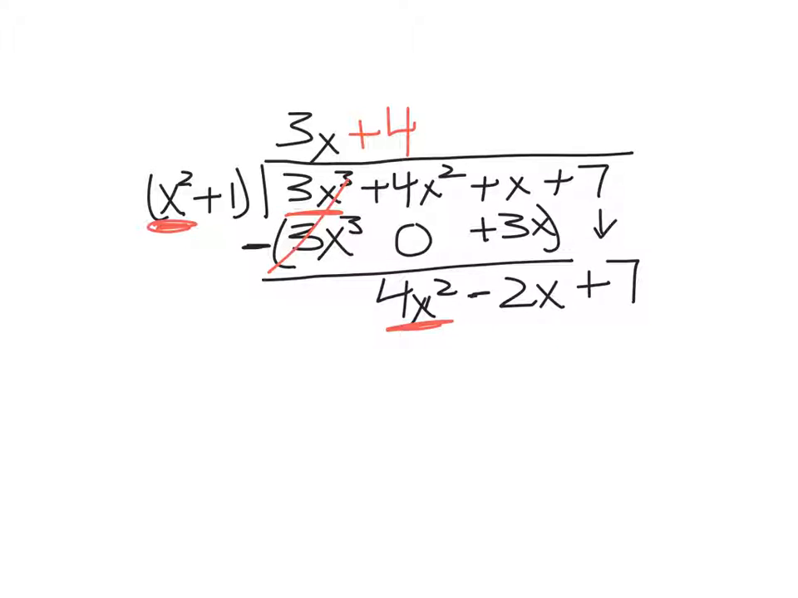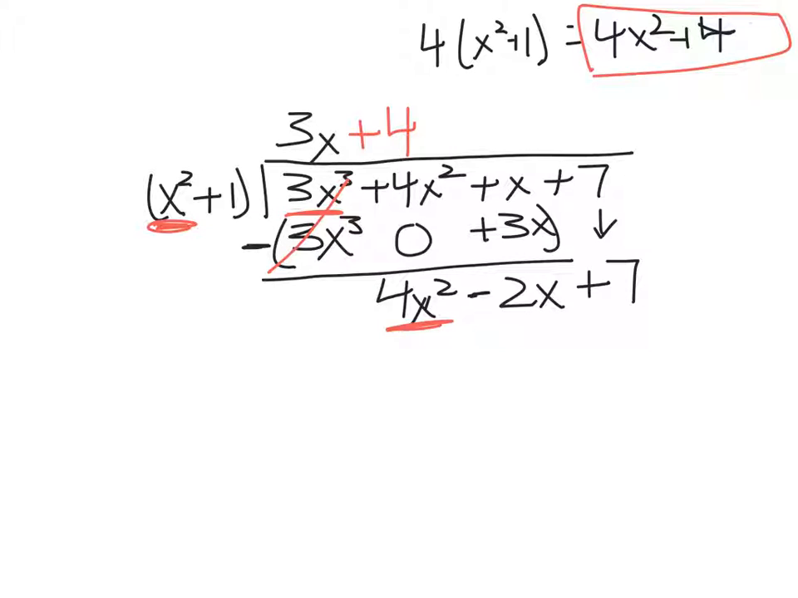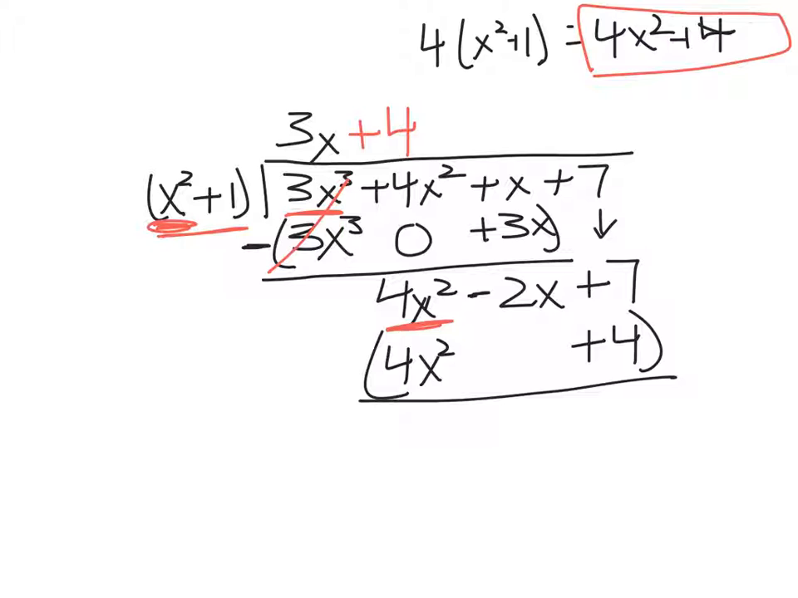But we're going to do that multiplication, 4 times x squared plus 1 up here, and we get 4x squared plus 4. So again, this term up here, the 4x squared plus 4, is a multiple of our x squared plus 1. And we're going to write it here, 4x squared plus 4. Now again, we're subtracting this multiple of x squared plus 1. We're going to subtract it from this 4x squared term.